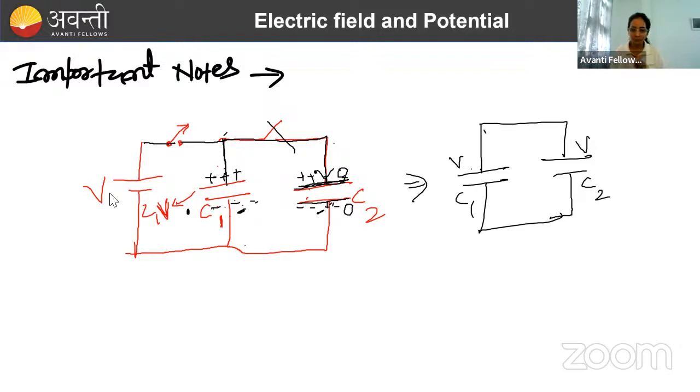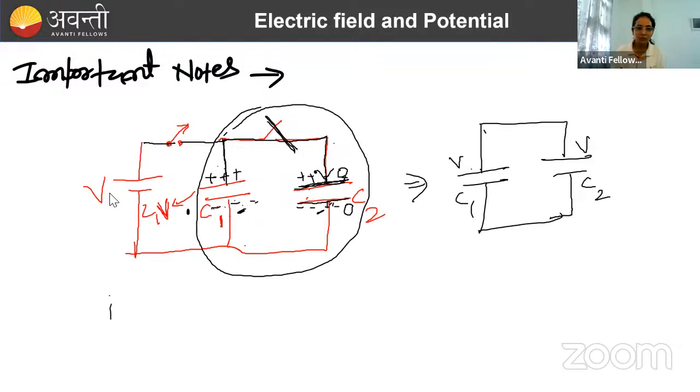So if the question is, what will be the final charge distribution on C1 and C2, how are we going to do that? Initially, just when this connection was made, what was the charge on the system? This was the system, right? The initial charge of the system was C1V. The final potential, let me call it V dash to avoid confusion. So the final charge will be C1 V dash plus C2 V dash.